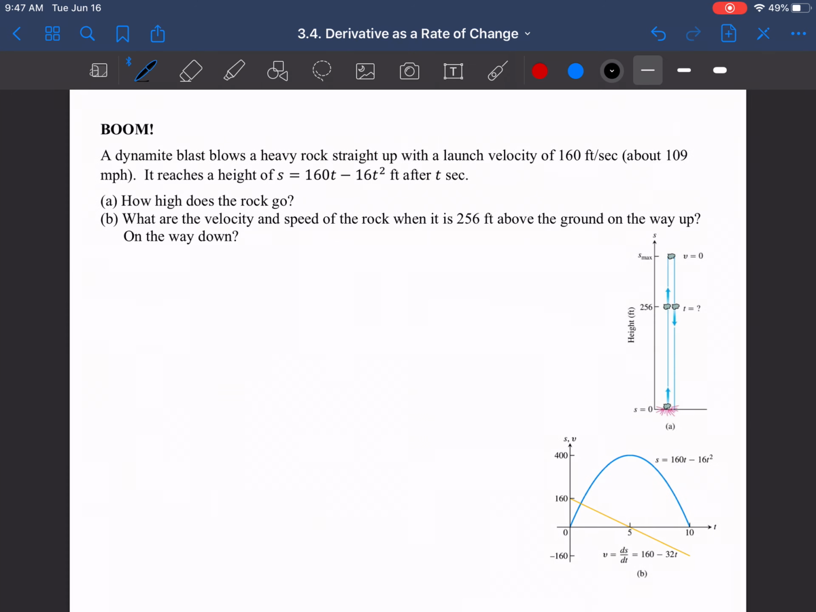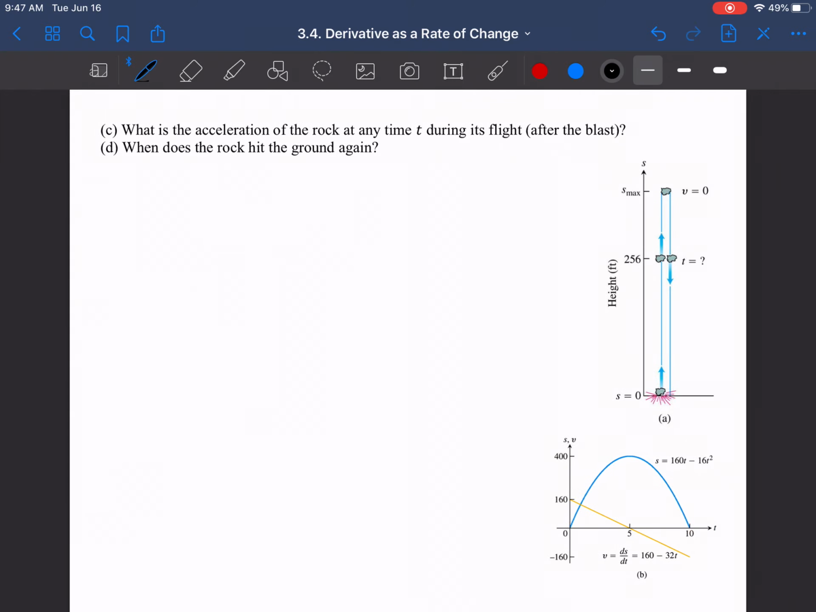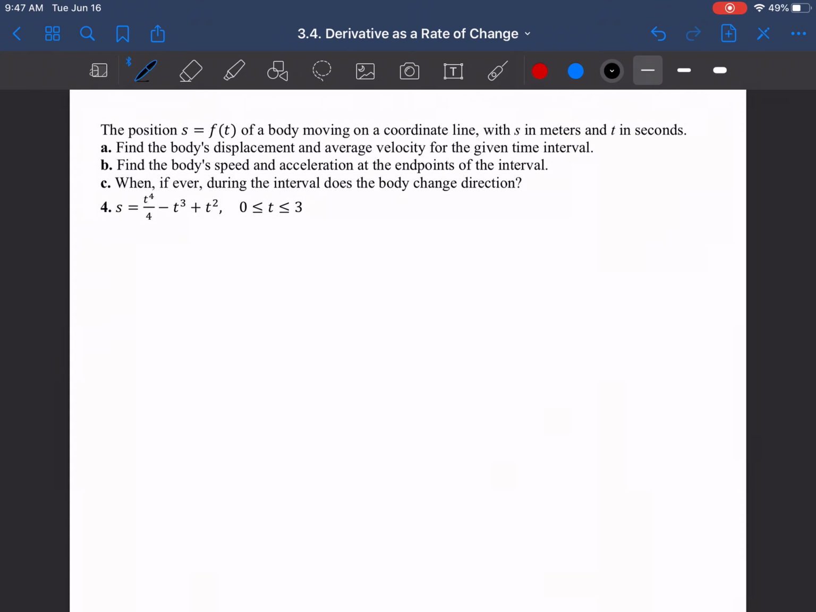All right, so next, I'm going to leave this one for you to try, and I'll work it out in the notes so that you can see it. And it continues on here with some part C and D. So give this a try, and I'll work this all out in the notes. And if you have any questions, you can ask me. Same thing for this one. Again, I'll leave you something to try, and I'll work it out in the notes so you can look at it.